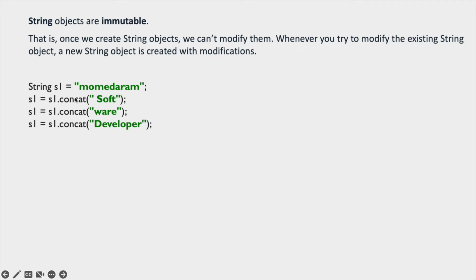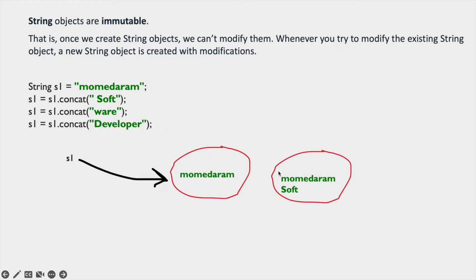When you run this program, generally what will happen: the Momedaram object will be created and it will be pointed to s1. In the second line, a new object will be created with Momedaram and soft, and s1 will be pointed to the newly created object, and the Momedaram object will be eligible for garbage collection. In the next line, when the cursor comes here, a new object, Momedaram software, is created.